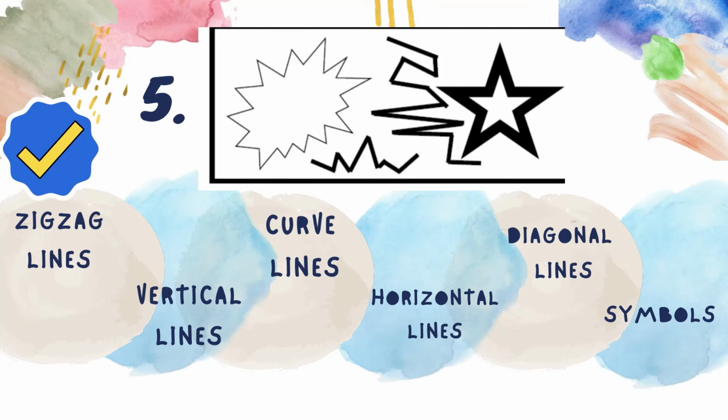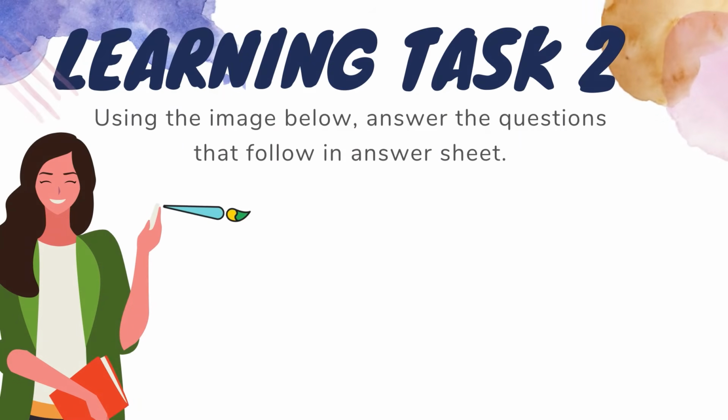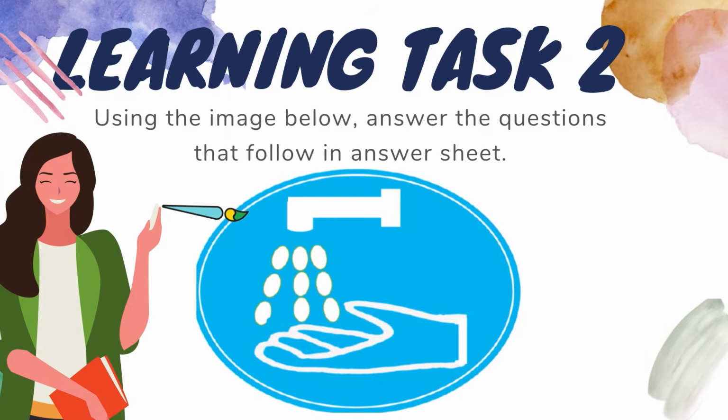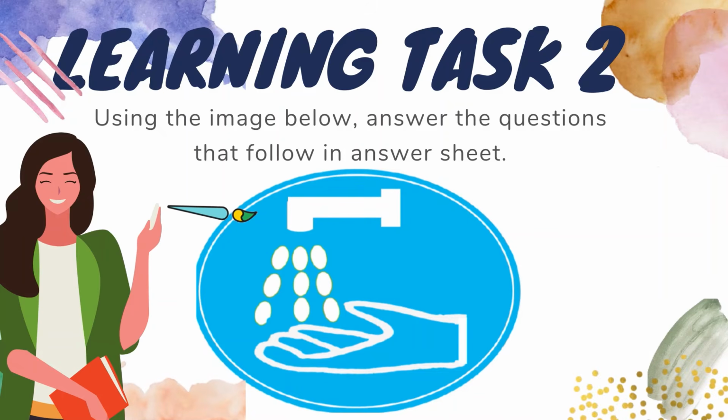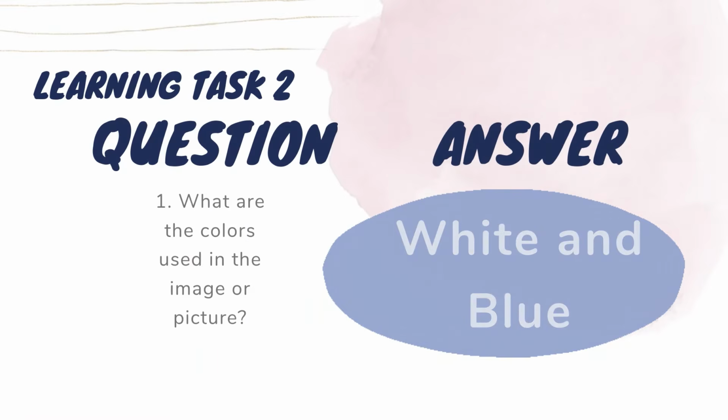Wow, you did great in this learning task. Now, for learning task 2, here are the guide answers. So using this image, let us answer the questions that will follow. Here are the answers. For learning task 2, what are the colors used in the image or picture? The answer is white and blue.